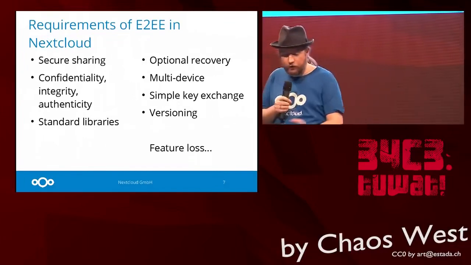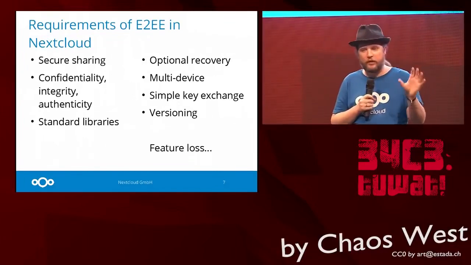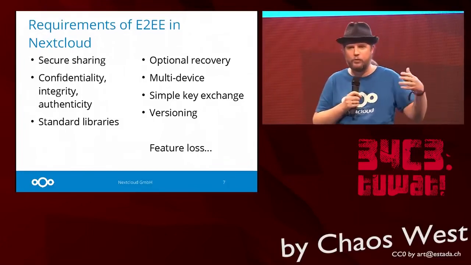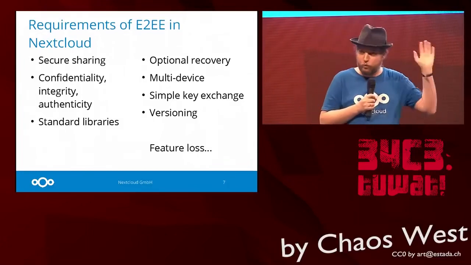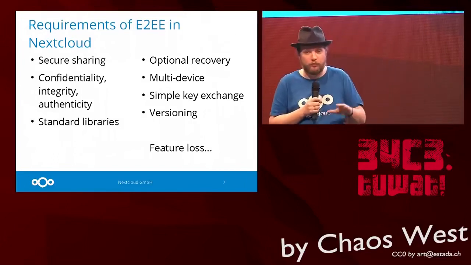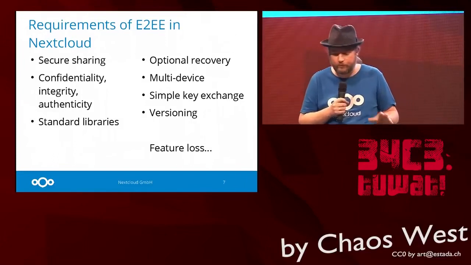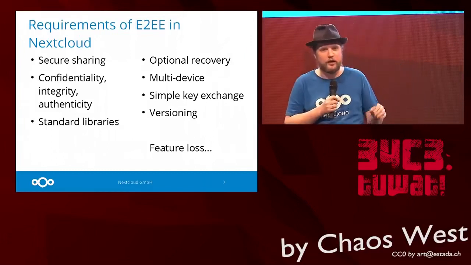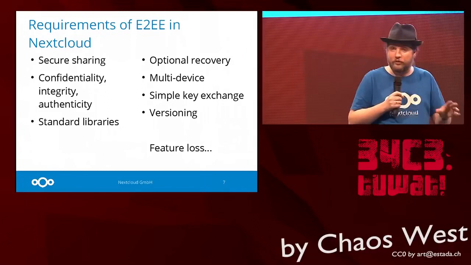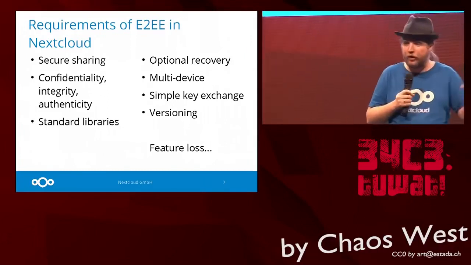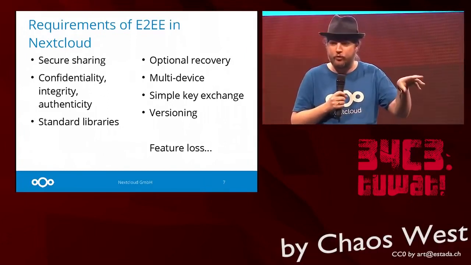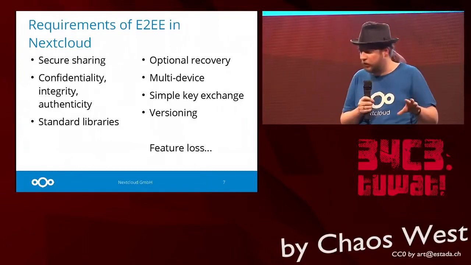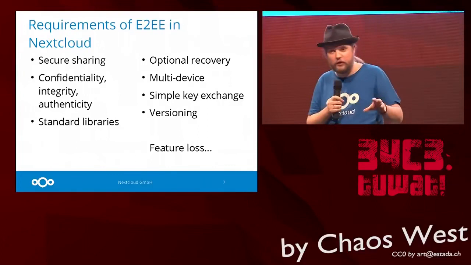So aside from these two basic things, protect from the server and be easy to use, the other properties that we wanted in our end-to-end encryption were these. Sharing should be easy but completely secure. It needed to provide confidentiality, integrity, and authenticity. That is authenticity, that if somebody shares a file with you, that you know it's from that person, so somebody else can't impersonate them. Second of all, it needs to protect the integrity.